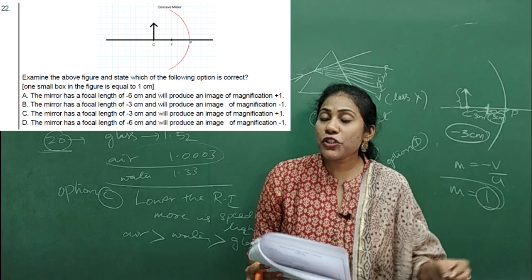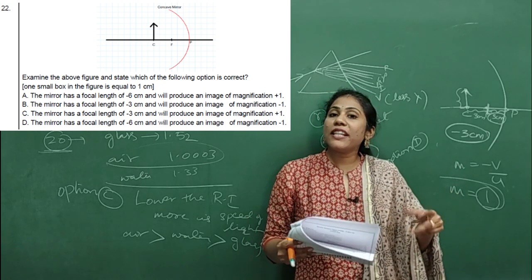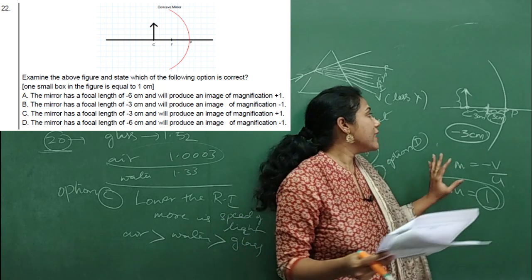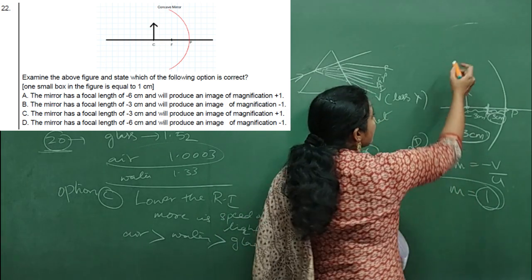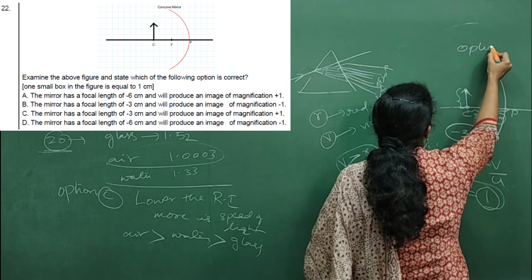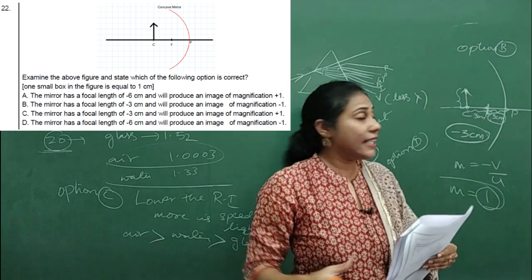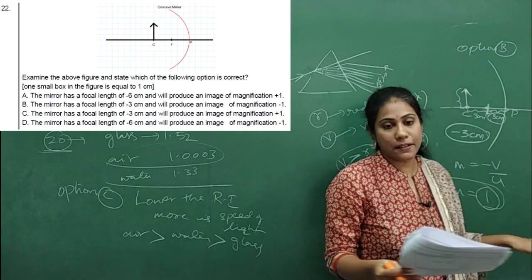Okay, so in which of the options you have magnification minus 1 and focal length minus 3 centimeter? It is option B. Okay, so the correct answer for this question, which is the 22nd question, is option B.